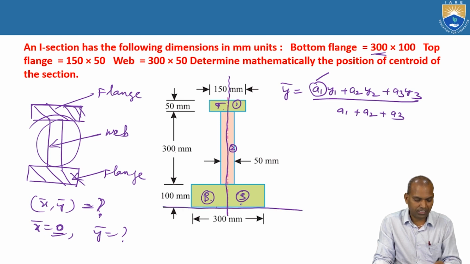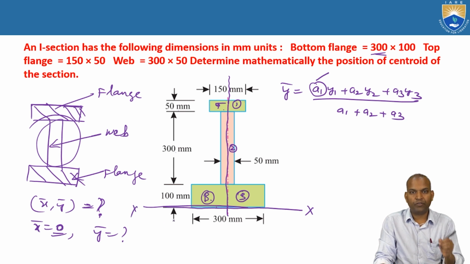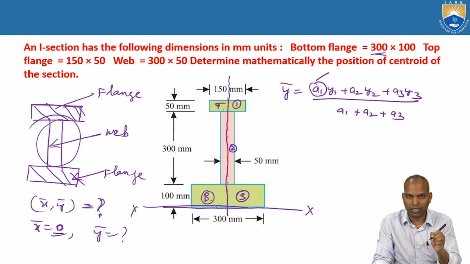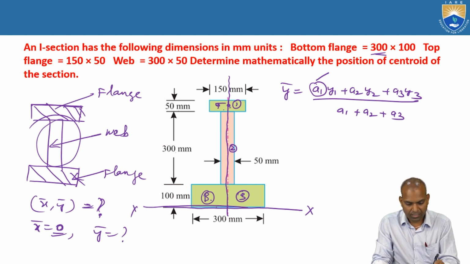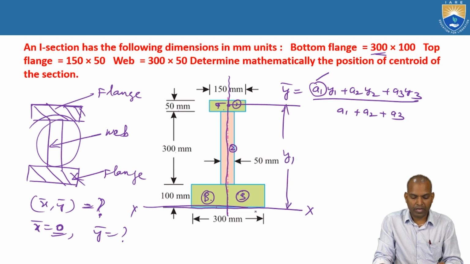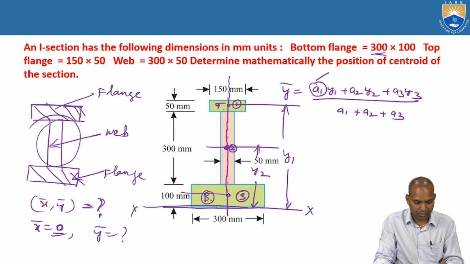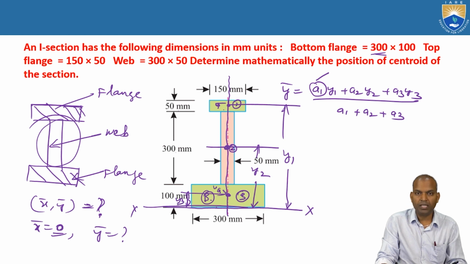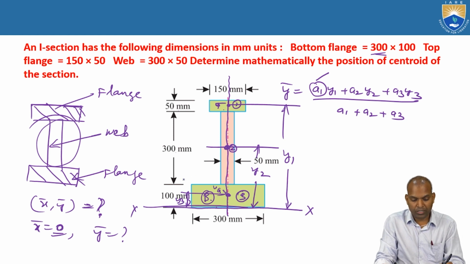Now, what is the reference axis? This is the reference axis. What is y1? The vertical distance from the centroid of section 1 to the reference axis. This is y1. Similarly y2, the middle one, is the centroidal distance. This is y2. Whatever y3, this is the y3 distance, G3.